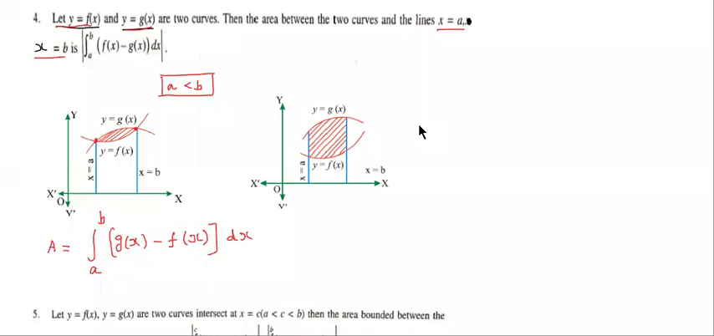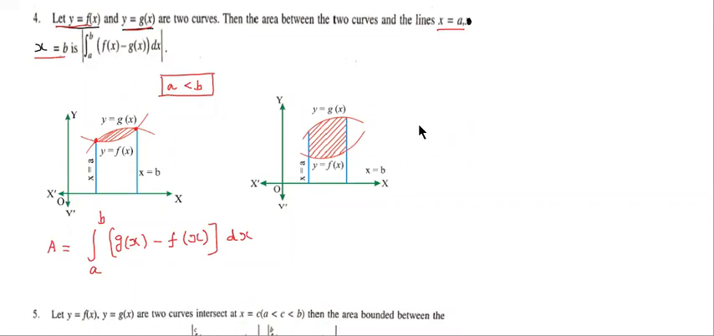x is equal to a is one line and x is equal to b is the other line. y is equal to g of x and y is equal to f of x are the two curves. In between the two curves and the straight lines, observe which is the required area. The shaded area is required. How to write it? Same method: integration a to b, upper curve minus lower curve. If you don't know which is the upper curve and which is the lower curve, then what happens? Suppose you write lower curve minus upper curve, then you will get the area negative. Generally, area cannot be negative.